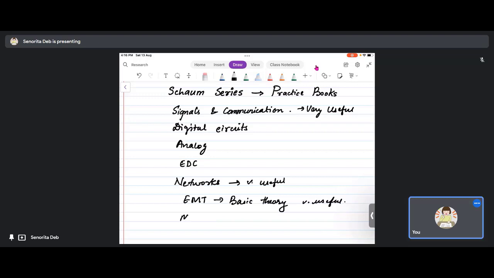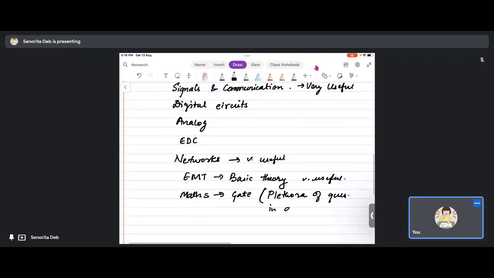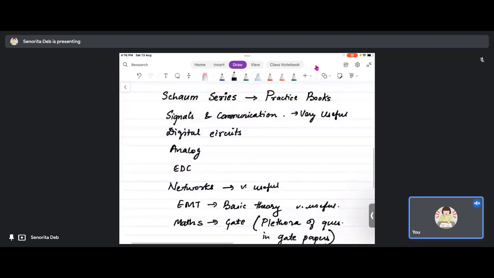For mathematics, the GATE questions are enough, because in maths you actually get GATE questions in all the subjects, right? All the subjects have them: computer science, electrical, instrumentation. You can pick maths-related questions from any of the disciplines. So you have a plethora of questions in GATE papers, right?